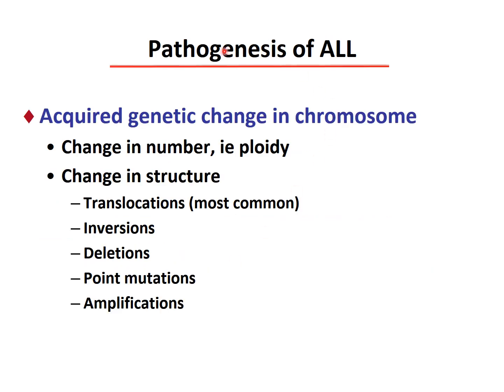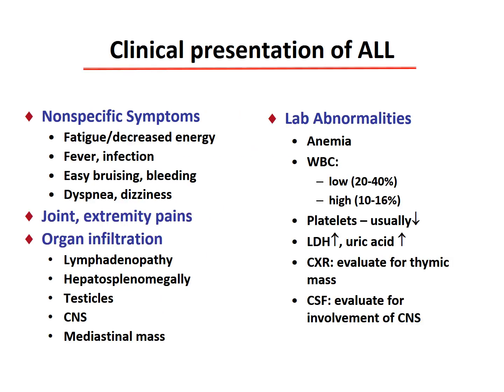Now, as we mentioned, acute leukemias, including the lymphoid leukemias, usually have acquired genetic changes in the chromosomes. This can involve the number of chromosomes, called polyploidy, for example, or changes in the structure: translocations, inversions, deletions, point mutations, amplifications. So the chromosome or genome is altered through a multiple-step process.